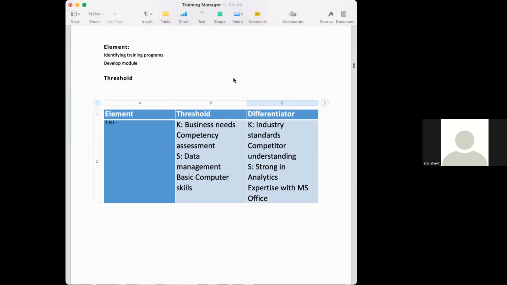Okay, let me start. So the TNI threshold knowledge, what we thought after discussion, is business need and competency assessment. That is the basic knowledge a threshold person should have. And the differentiator should have the industry standard, competitor and understanding knowledge, so that he can give input to create or to make the TNI needs.